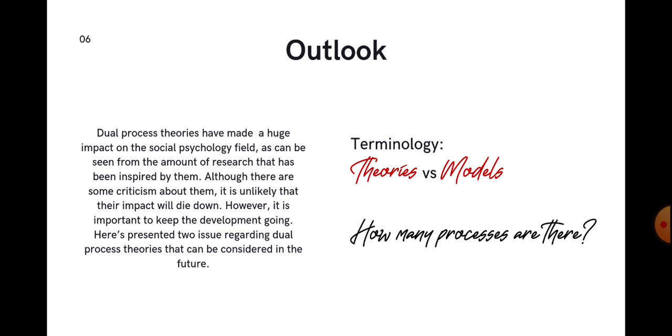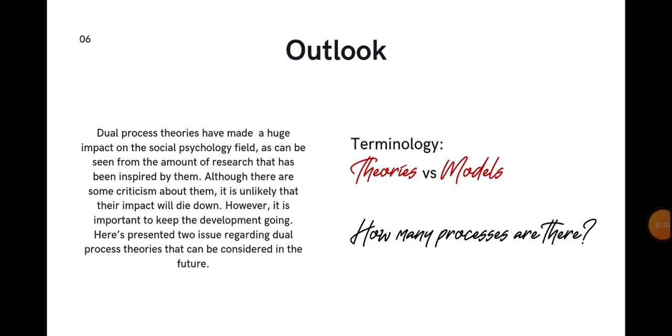And then the outlook. Dual process theories have made a huge impact on the social psychology field, as can be seen from the amount of research that has been inspired by them, which is a lot. And although there are some criticisms about them, it is unlikely that their impact will die down. However, it is important to keep the development going. So here I present two issues regarding dual process theories that can be considered in the future.